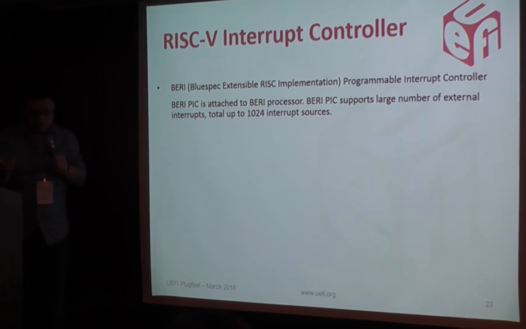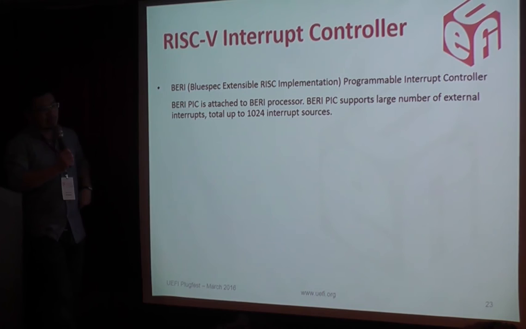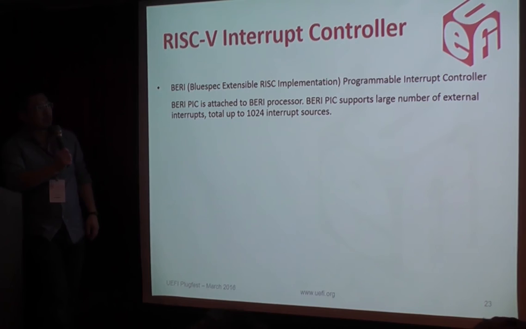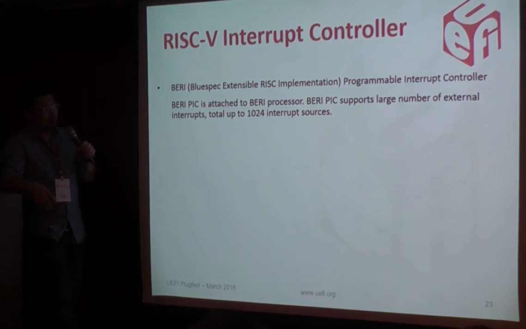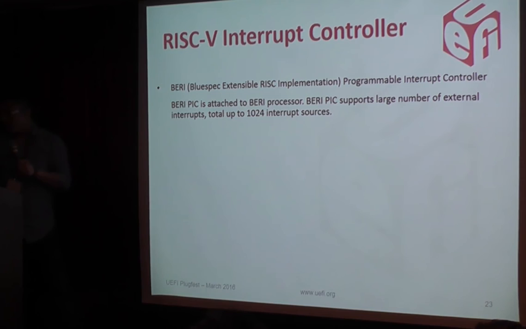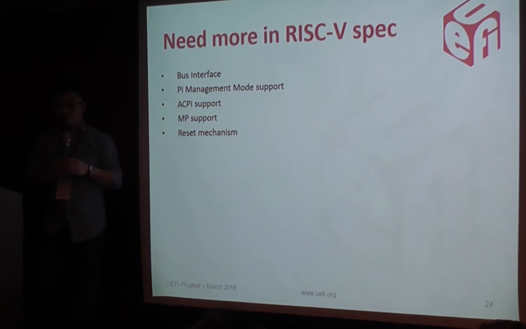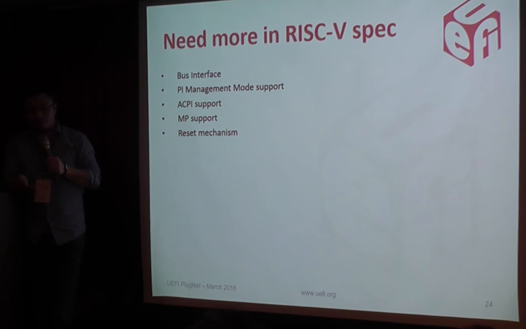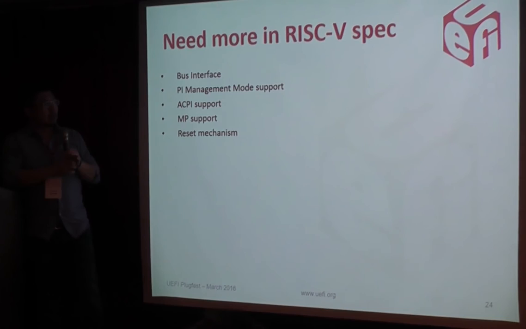Okay, interrupt controller. They don't have an interrupt controller. I think the latest update is they would like to use the Berry programmable interrupt controller. Berry is an FPGA processor simulator. The Berry PIC is attached to the Berry processor, and it can support a total of 1024 interrupt sources. But we need more in the RISC-V spec, because there is no bus interface for RISC-V now. They don't use PCI, they don't use AMBA from ARM. They will have their own, but I don't have any information about this.